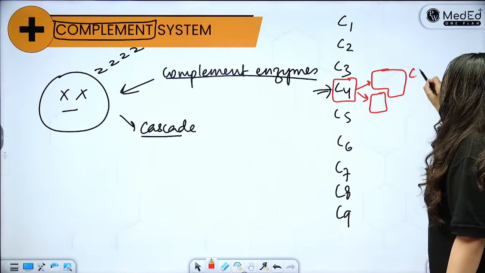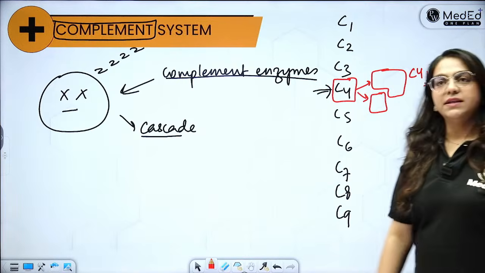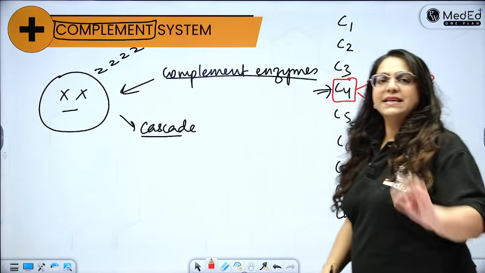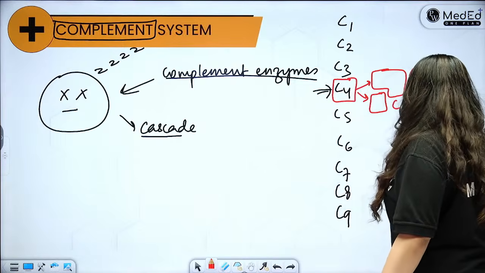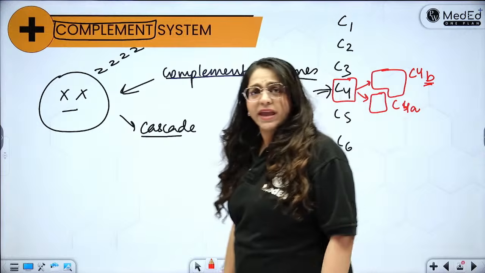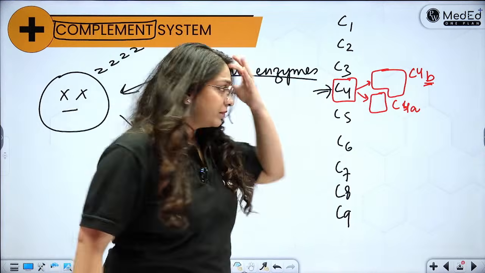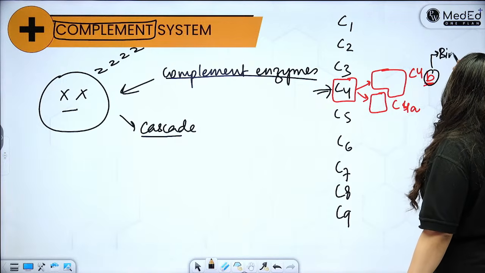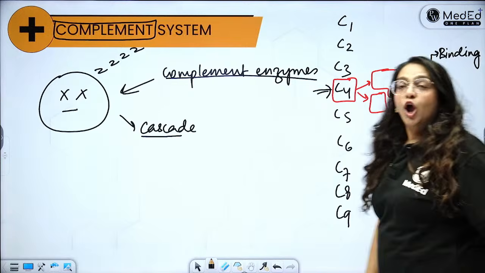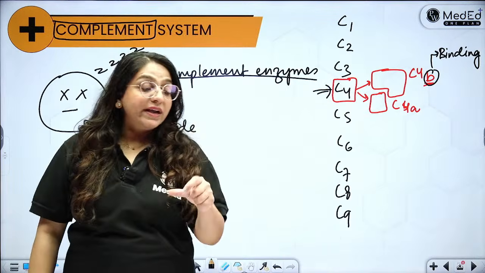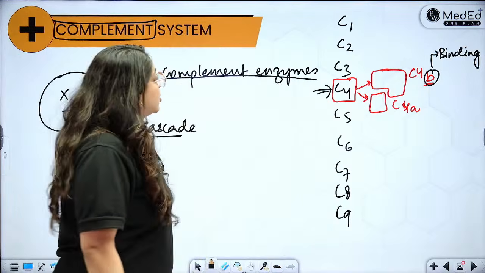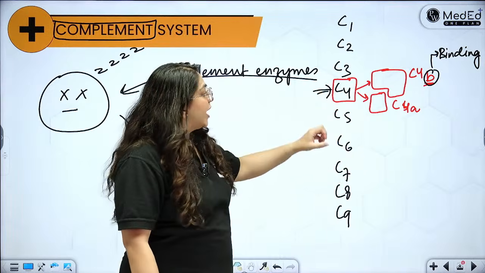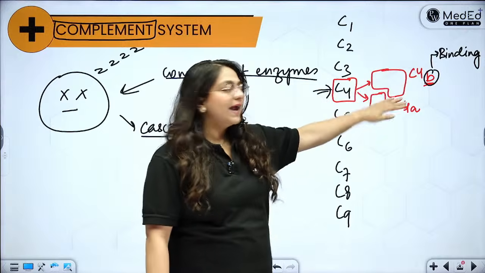The big segment is always B, for big, so the C4B segment, and the smaller segment is always segment A. B is what we call the binding unit or binding segment. What will the binding unit do? It will go and kick the next enzyme in the cascade. So when C4 got activated, it broke into 2 parts, C4A and C4B.